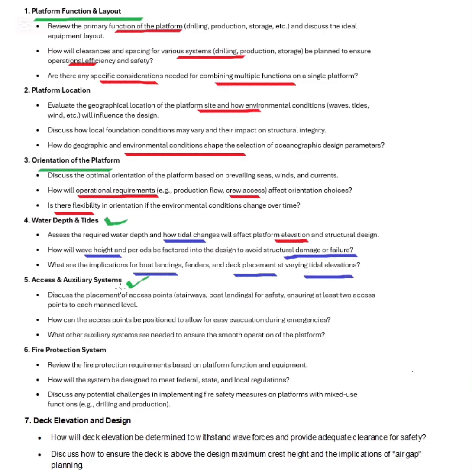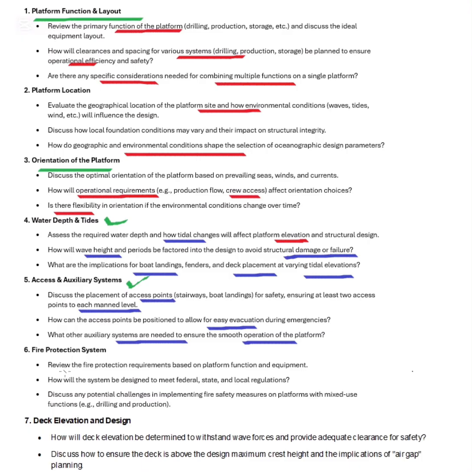Access and auxiliary systems. So discuss the placement of access points. Access points means the stairways and boat landings for safety, ensuring at least 2 access points at each manned level. How can the access points be positioned to allow for easy evacuation during emergencies? That's the main thing: we need to make an easy evacuation during emergency. So we need to think about how access points can be positioned. What other auxiliary systems are needed to ensure smooth operation of the platform? We need to ensure that the operations are smooth. So we need to think about what other auxiliary systems are needed.